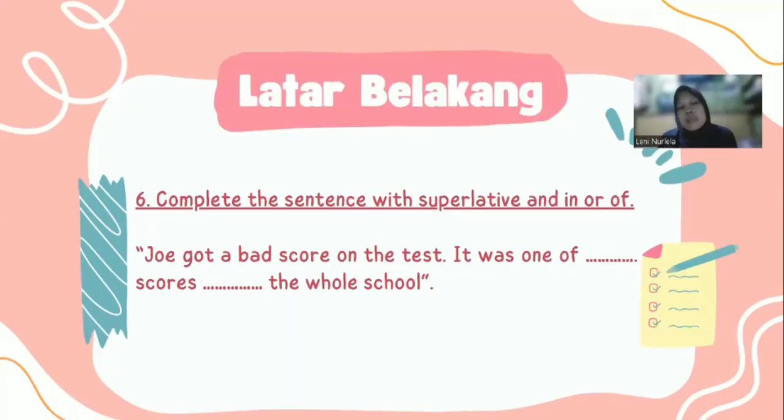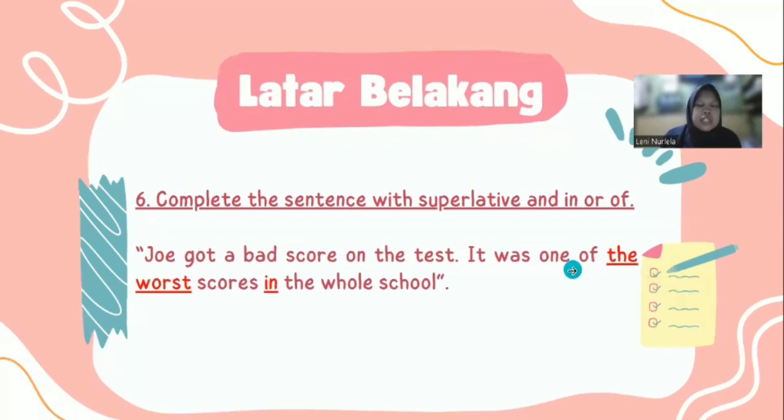Next, number 6, complete the sentence with a superlative and "in" or "of." Joe got a bad score on the test. It was one of the worst scores in the whole school. This is my answer. Why do I use "the worst"? Because the superlative of bad is worst. Why do I use "in"? Because this is the superlative. The pattern of the superlative is superlative plus "in" plus a place.